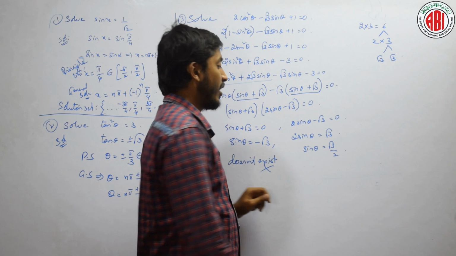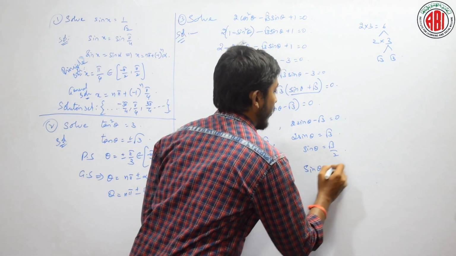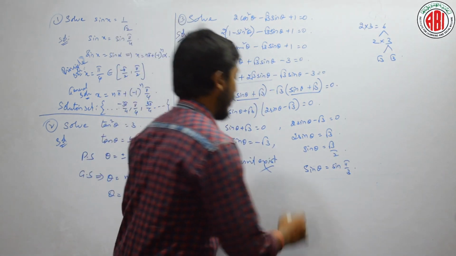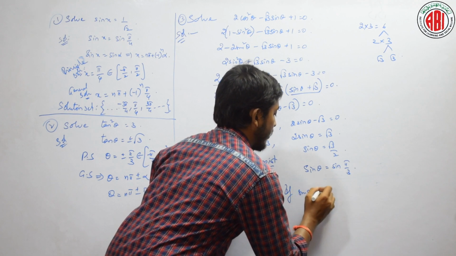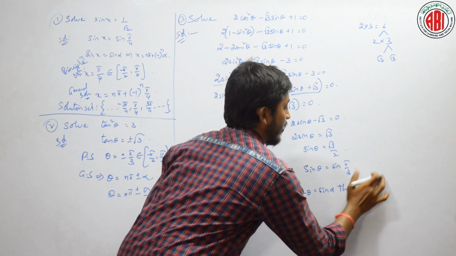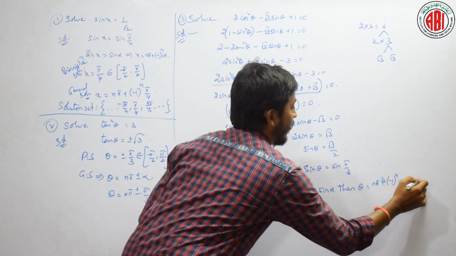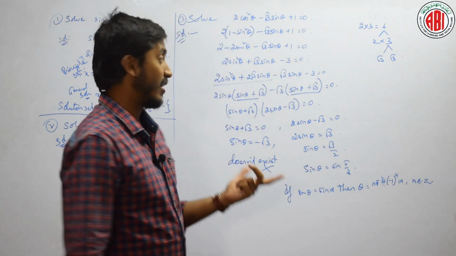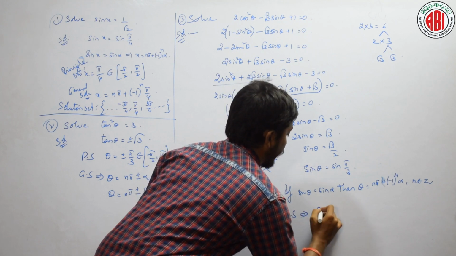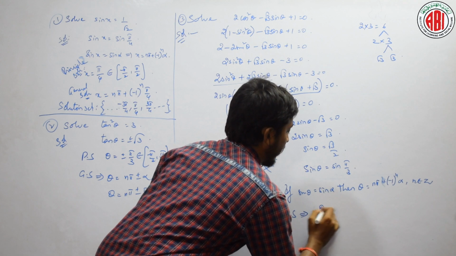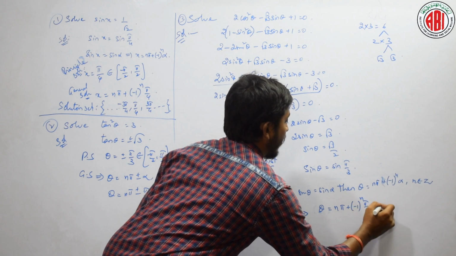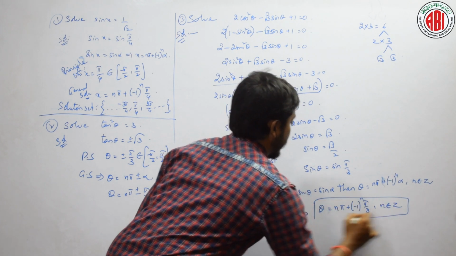We have to simplify this. When do we get root 3 by 2 in sin theta? Sin theta is equal to sin pi by 3. What is the formula? If sin theta is equal to sin alpha, then theta is equal to n pi plus minus 1 whole power n alpha, where n belongs to Z. Based on that formula, what is the general solution for this? General solution is theta is equal to n pi plus minus 1 whole power n pi by 3, where n belongs to Z.